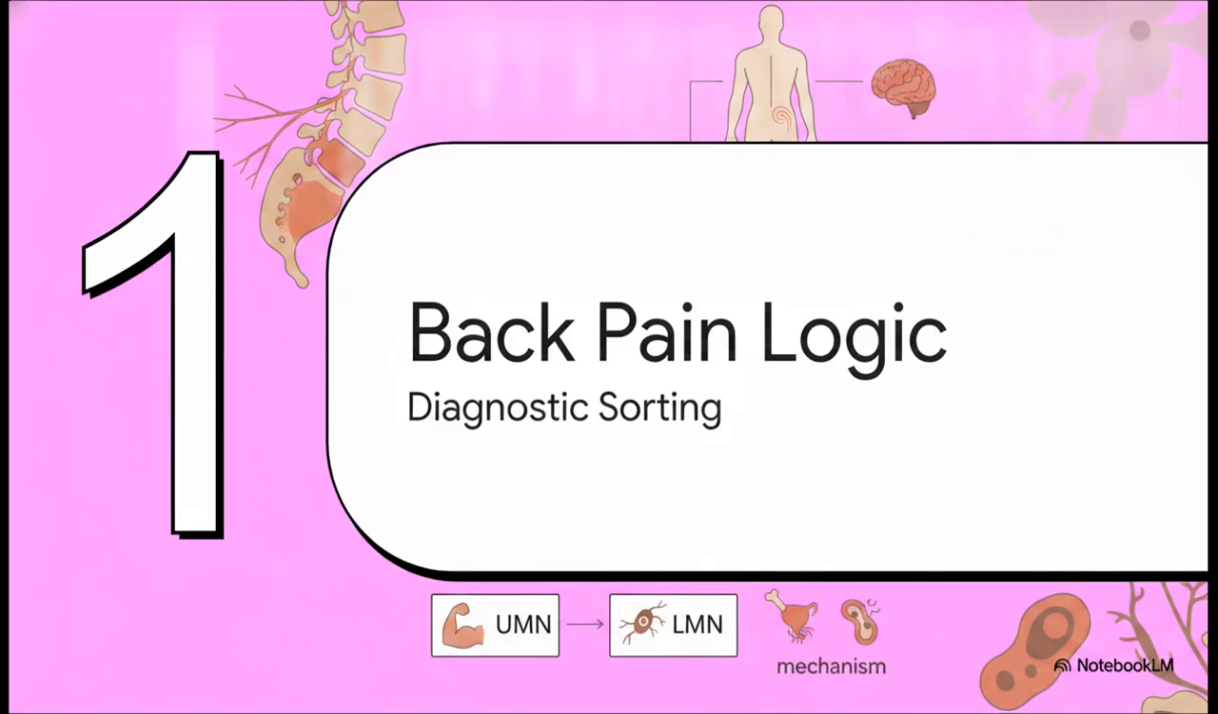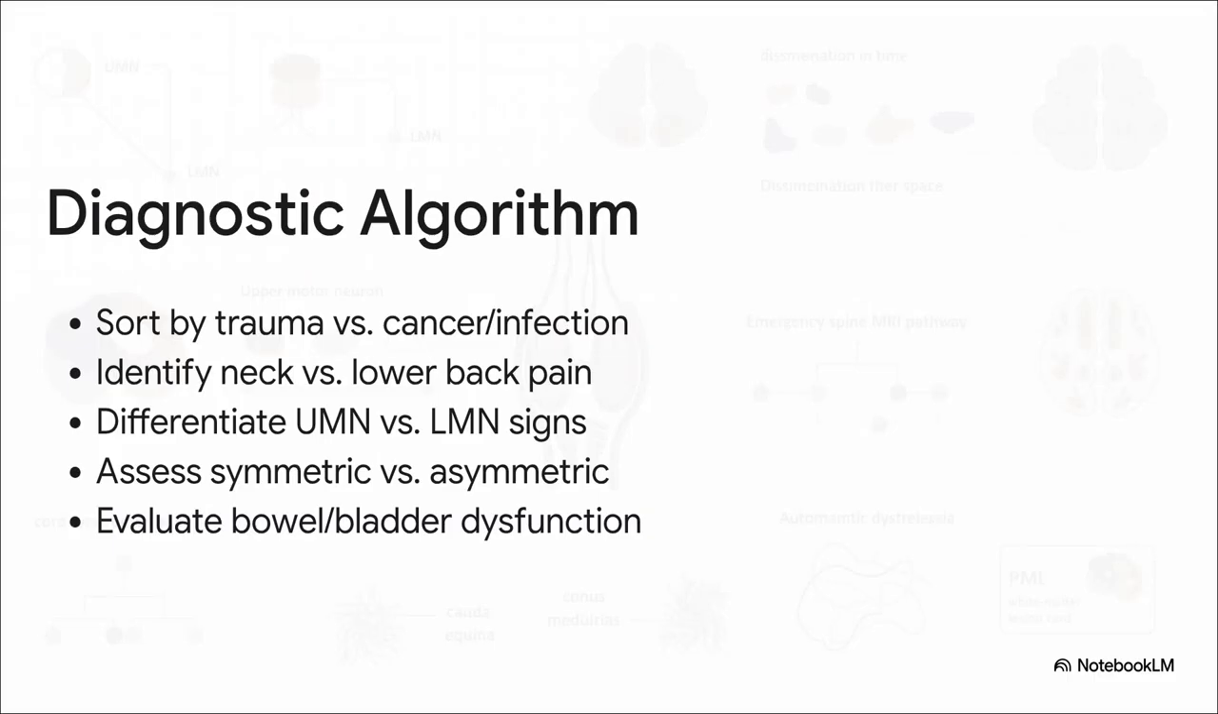Section 1. Back pain diagnostic logic. When you get a question presenting back pain plus a neurologic deficit, you need to sort it fast. First, separate trauma from cancer or infection. Then, localize it. Is the pain in the neck or down in the thoracic or lumbar regions?